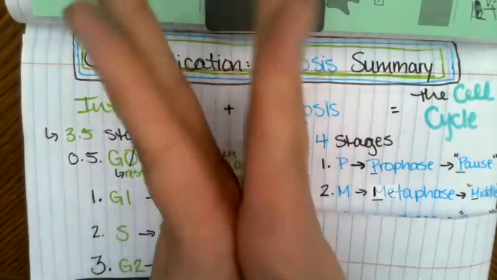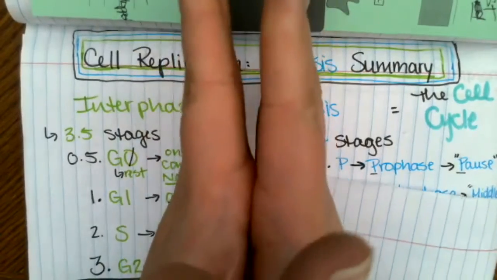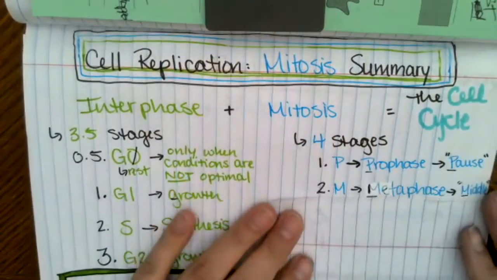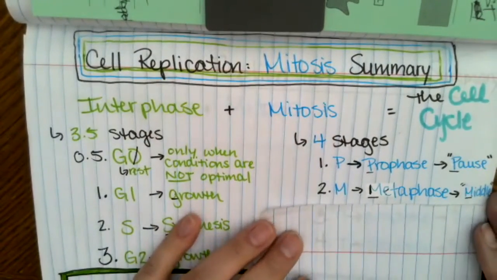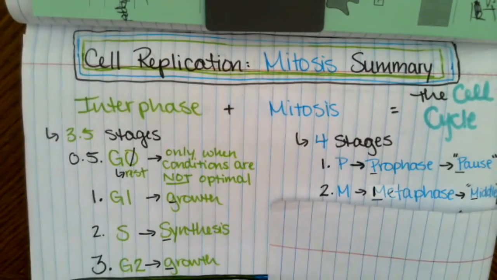Okay, so basically I clap my hands together and I kind of separate them here, and it ends up actually looking a little bit like a chromosome, not gonna lie. So that's what that M phase is, and this is how I remember metaphase or M for middle.